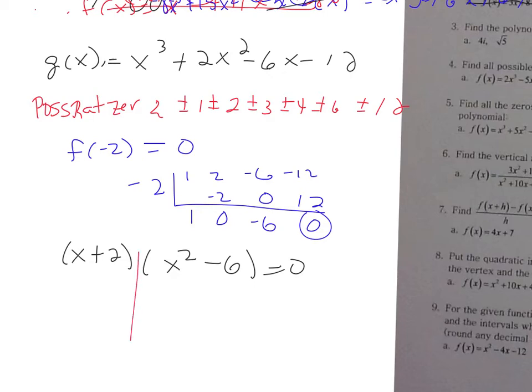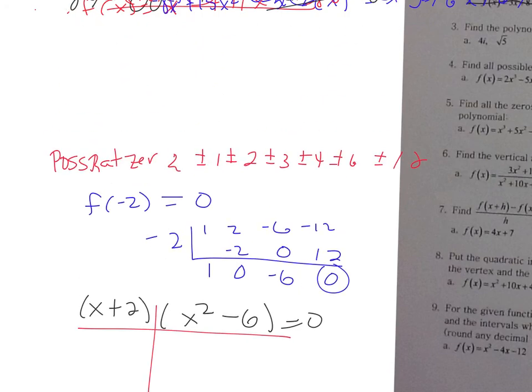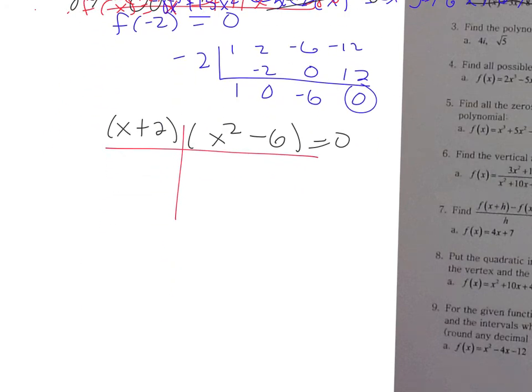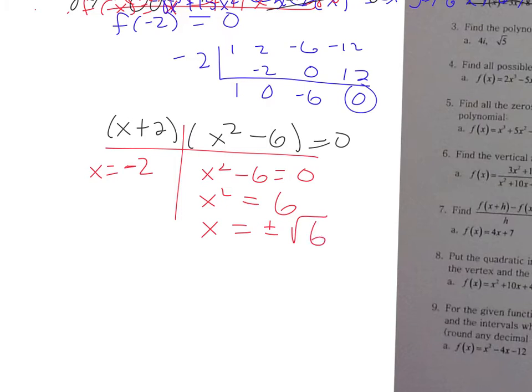All right, so let's see. I'm going to draw a T-chart here. I'm going to move everything up. All right, so I get x is equal to negative 2. And I have x squared minus 6 equals 0. So I get x squared is equal to positive 6. X is equal to plus minus the square root of 6, and I take the square root of 6 on both sides.